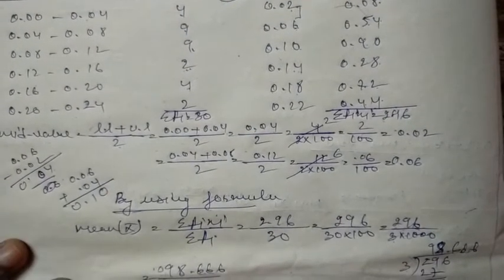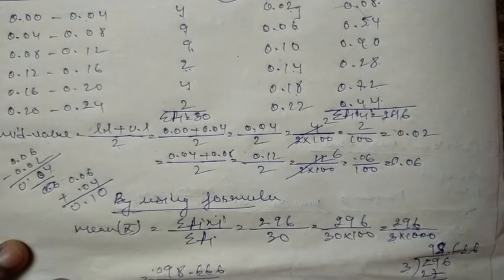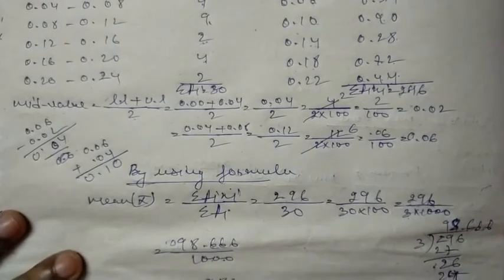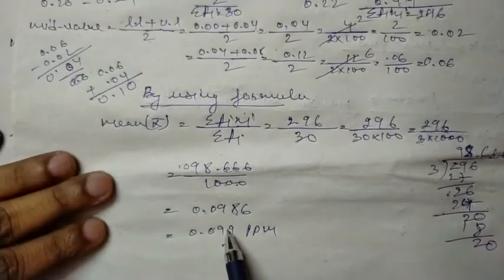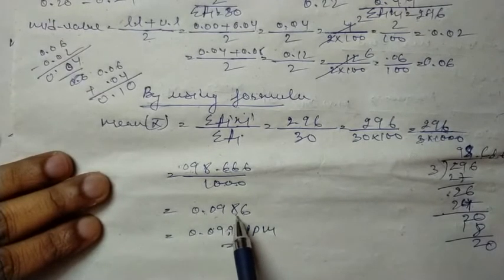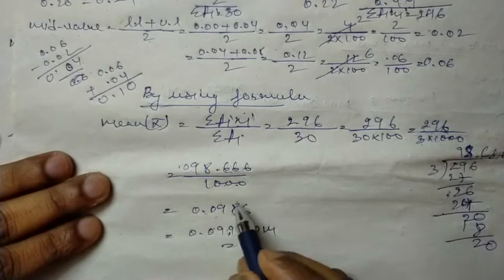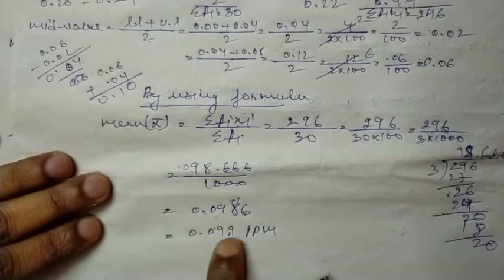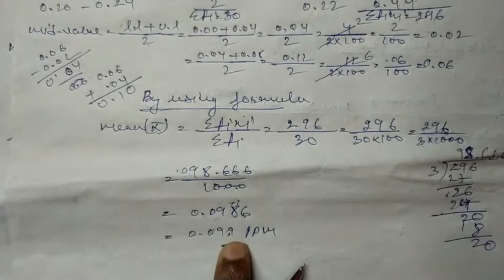See, after the decimal we can write three digits, right? We can write three digits here. So if we write three digits, we have to add 1 here, because this digit is 6, so we can add 1 over here, so it will be 0.099. This is our answer. I think you don't have any doubt, I guess.